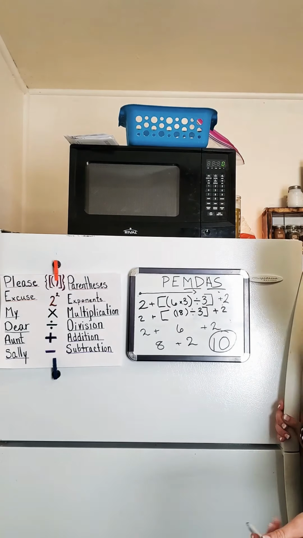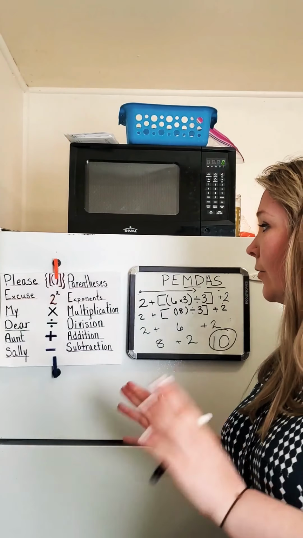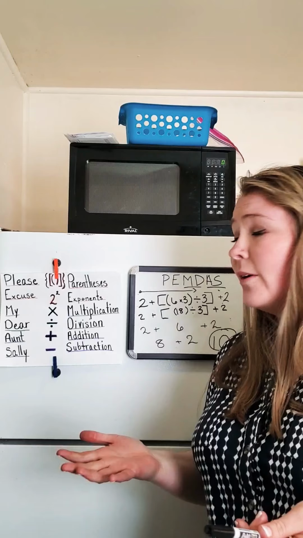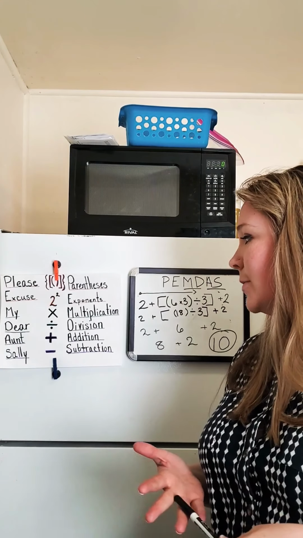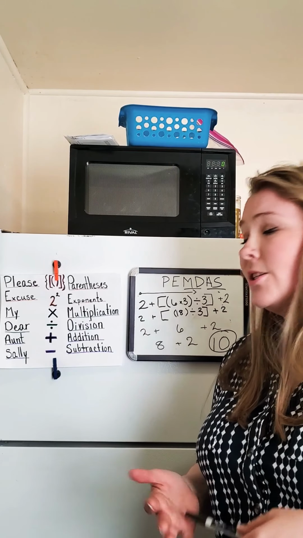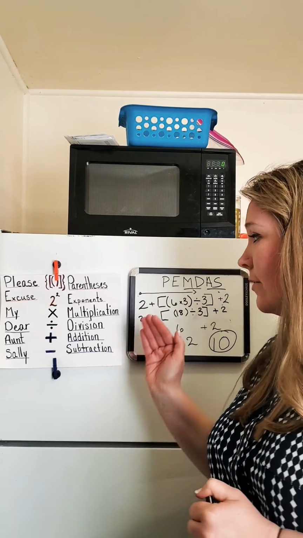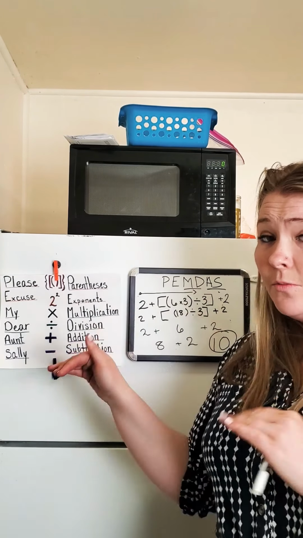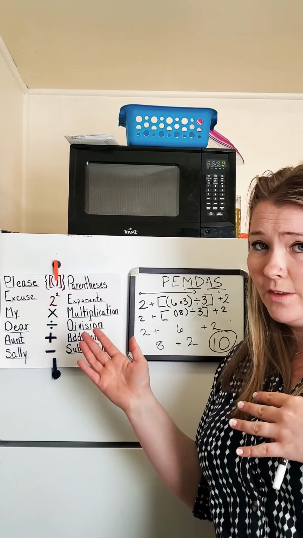Okay, so when we're doing these kinds of problems, we just have to make sure that we are using our order of operations. And always remember, please excuse my dear Aunt Sally. Parentheses, exponents, multiplication, division, addition, and subtraction. And one of the biggest things to remember is that multiplication and division are together, and you do them from left to right, and that addition and subtraction are together, and you do those from left to right.